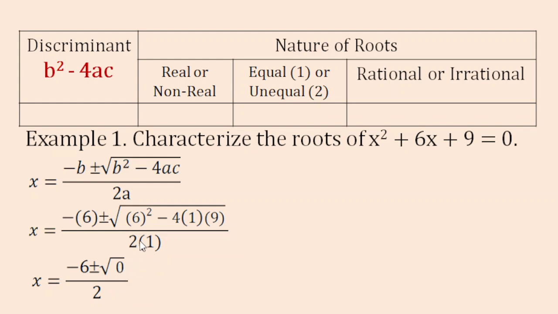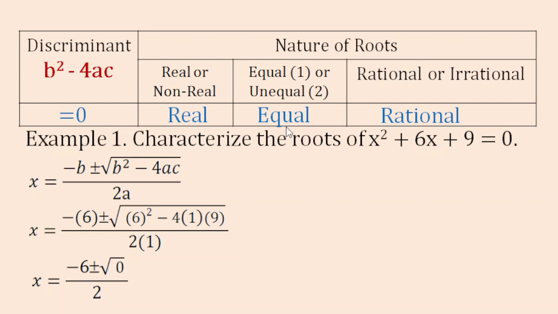Why 0? It's because 6 squared is 36, and negative 4 times 1 times 9 is negative 36. 36 minus 36 is 0. So this is the value of our discriminant. From our table, if the discriminant is equal to 0, the roots are real, equal, and rational. Now, why do we say real? Real because the number inside the square root sign is not a negative number.